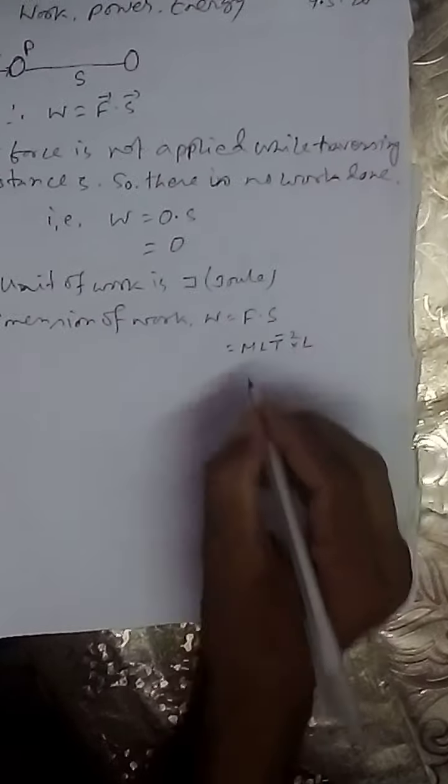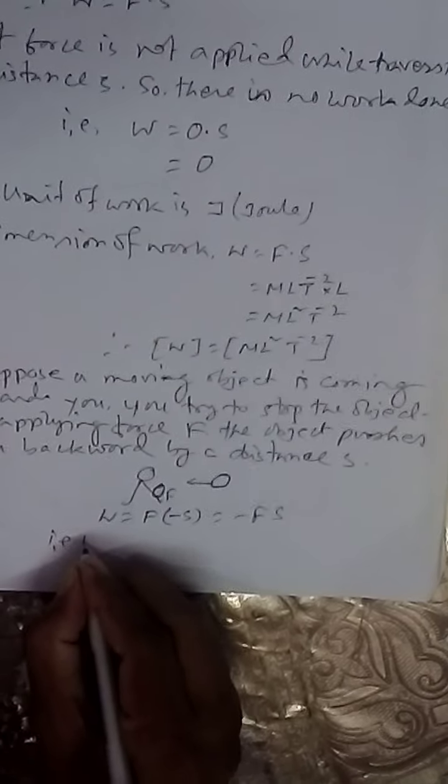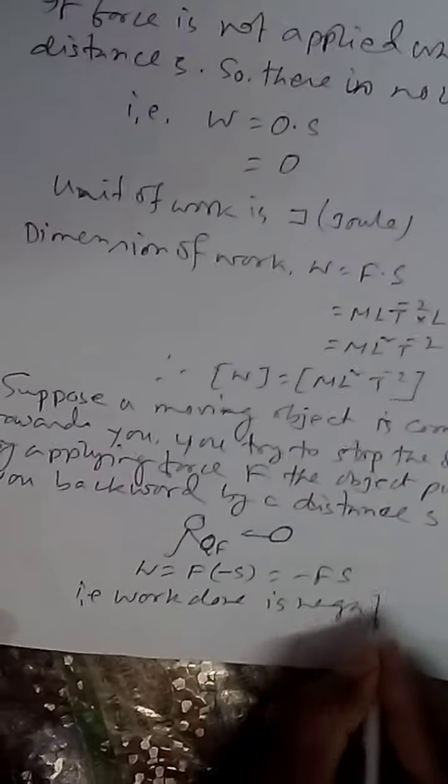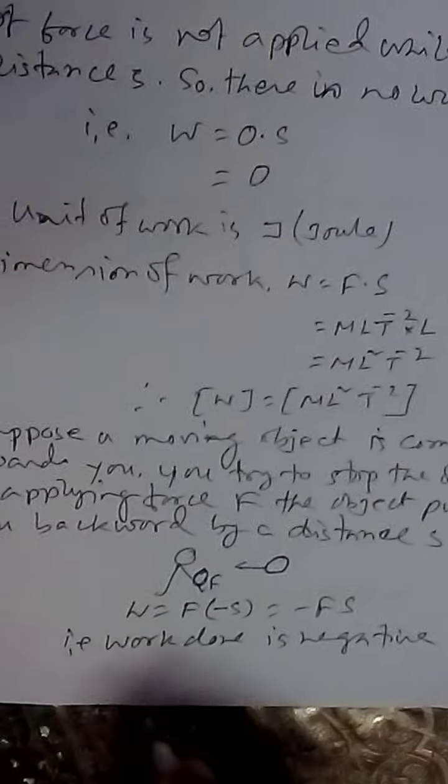Let us consider a body is coming towards you. At that time you apply force on that body for stopping that object. At that time W is equal to F into minus S, that means minus Fs. That means work done is negative. On the other hand, if displacement is taken in the positive way, then work done will be positive.